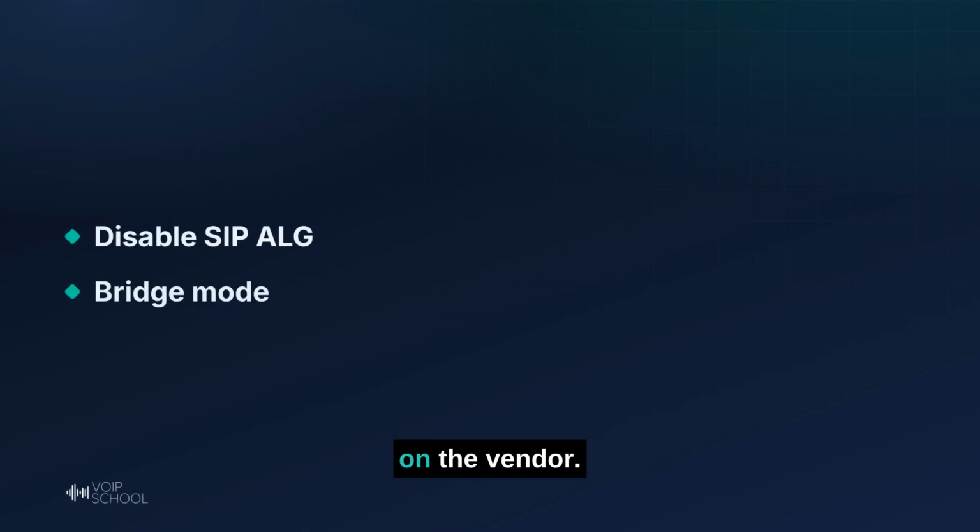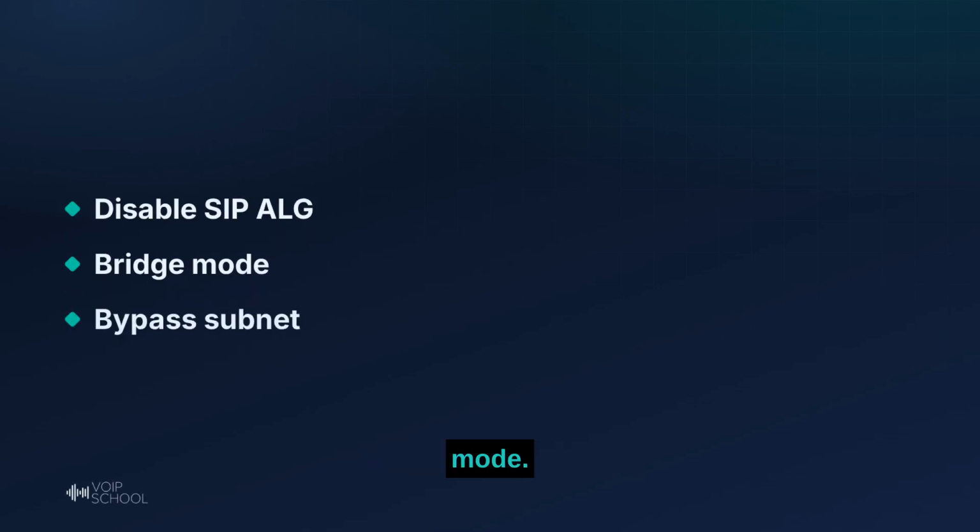If that does not work, disable the SIP ALG on the router. The setting hides under different names depending on the vendor. If you cannot disable it, or disabling does not help, put the router in bridge mode, or move the endpoint to a subnet the ALG does not touch.